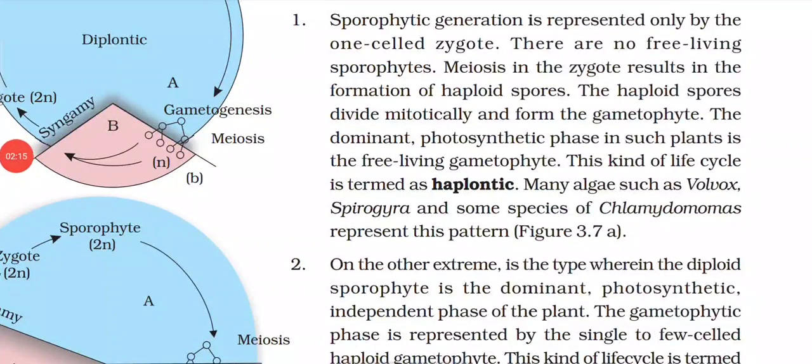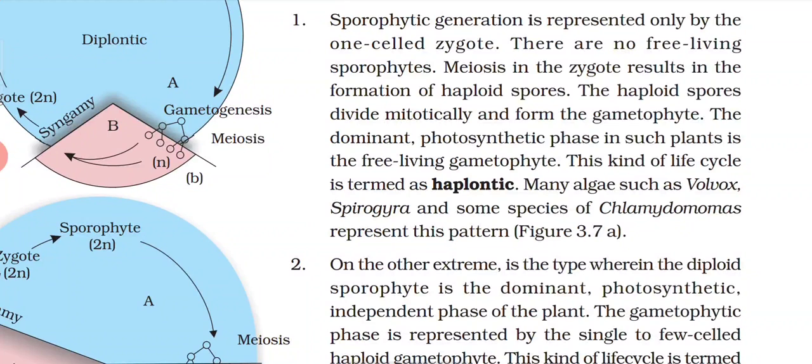Now the sporophytic generation is represented only by the one-cell zygote. That means in the first type, the sporophytic generation is only the one-cell zygote. There is no free-living sporophyte. Meiosis in the zygote results in the formation of haploid spores. So after meiosis, the zygote converts again into the haploid generation. Now the haploid spore divides mitotically and forms the gametophyte.